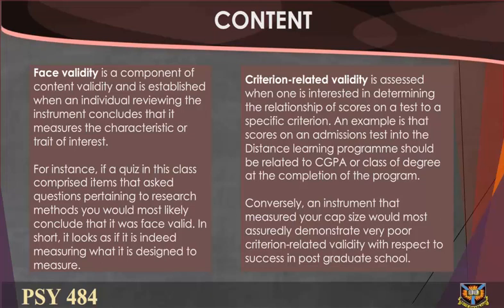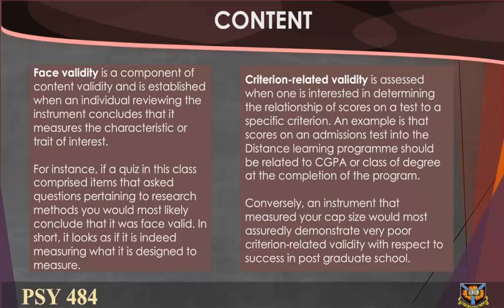Criterion-related validity is assessed when one is interested in determining the relationship of scores on a test to a specific criterion. An example is that scores on an admissions test into the distance learning program should be related to CGPA or class of degree at the completion of the program. Conversely, an instrument that measured your cap size would most assuredly demonstrate very poor criterion-related validity with respect to success in postgraduate school.